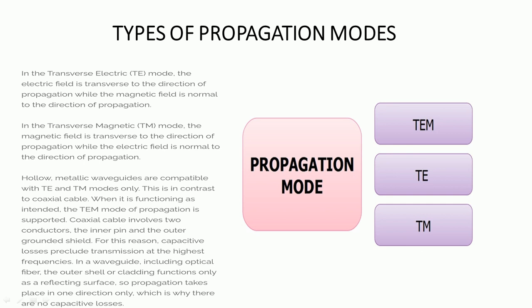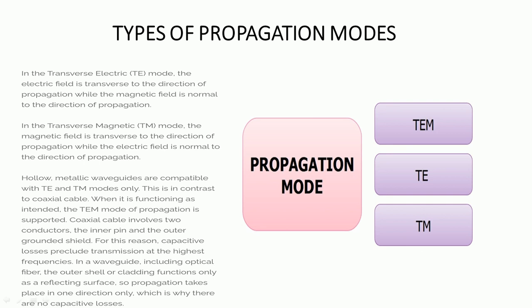Other than that, we have to speak about the various modes of propagation existing in transmission lines and waveguide sections. As I have spoken already, the transverse electromagnetic mode can only exist in a transmission line, not in the waveguide section. The transverse electric mode and the transverse magnetic mode are the general propagation modes. For example, in the transverse electric mode, the electric field is transverse to the direction of propagation, and the magnetic field will be normal to the direction of propagation.